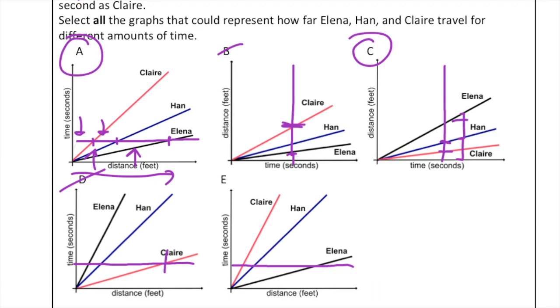And then this is showing at a particular time that Elena has traveled the farthest here, Han has traveled the farthest here, Claire has traveled the farthest here. Now while Han is double the distance of Claire, Elena is way more than double. Double would be about here-ish. So it's way more than double. So that's how we're going to eliminate E.